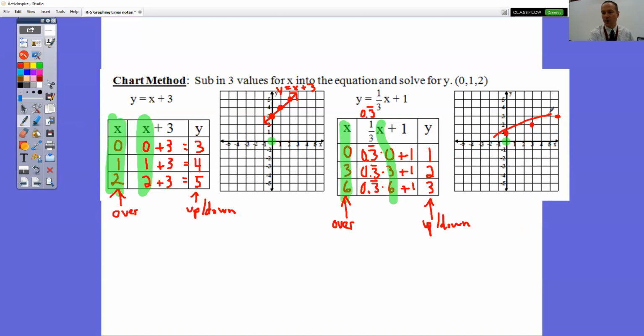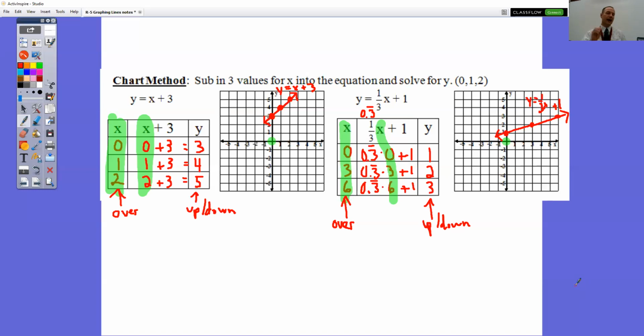Connect the dots. Whoa, I missed. Let me go back here. Connect the dots. Put your arrows. It should form a straight line. If it doesn't form a straight line, you did something wrong. And you should always label your line.